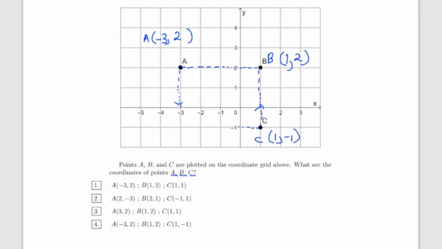So we're looking for any of these answer options with A of -3, 2, B of 1, 2, and C of 1, -1. So this one doesn't match because the C is 1, 1. How about this one? So we have an A of -3, 2, a B of 1, 2, and a C of 1, -1. So this is the correct answer. Number 4 is the correct answer.